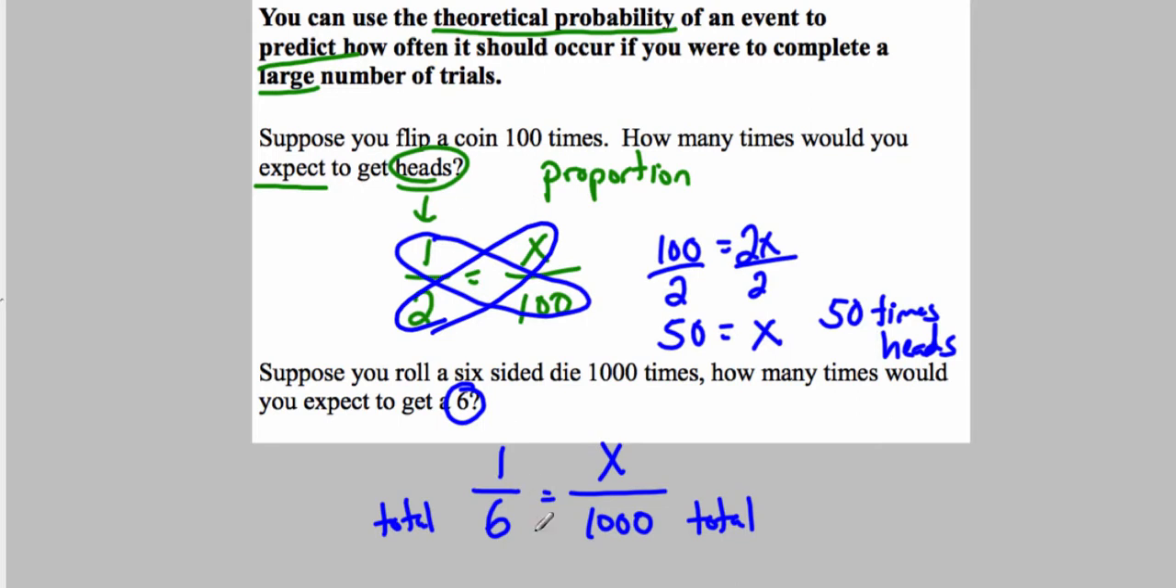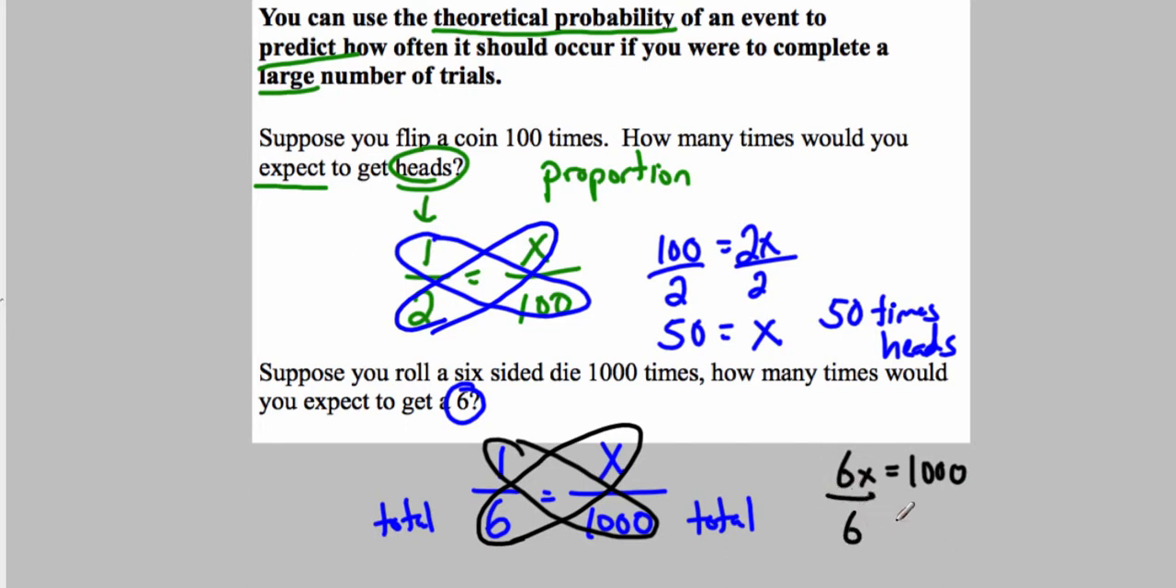So again, to solve our proportion, we do our cross products. 6 times x is 6x. 1 times 1,000 is 1,000. And then we solve. Divide both sides by 6. So if I break out my calculator and I do 1,000 divided by 6, I get an answer of 166.666 repeating. Now, we're dealing with rolling a 6. You can't get a 6 2/3 of a time. So we would round this up to 167 times we would expect to get a 6. But we used that proportion to help us solve it.